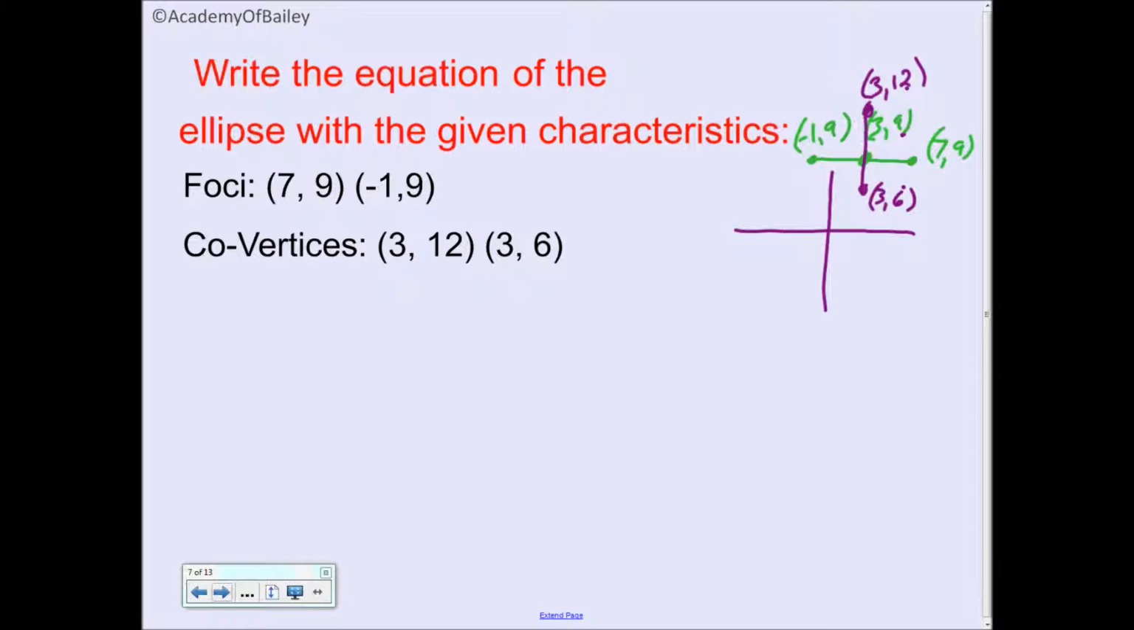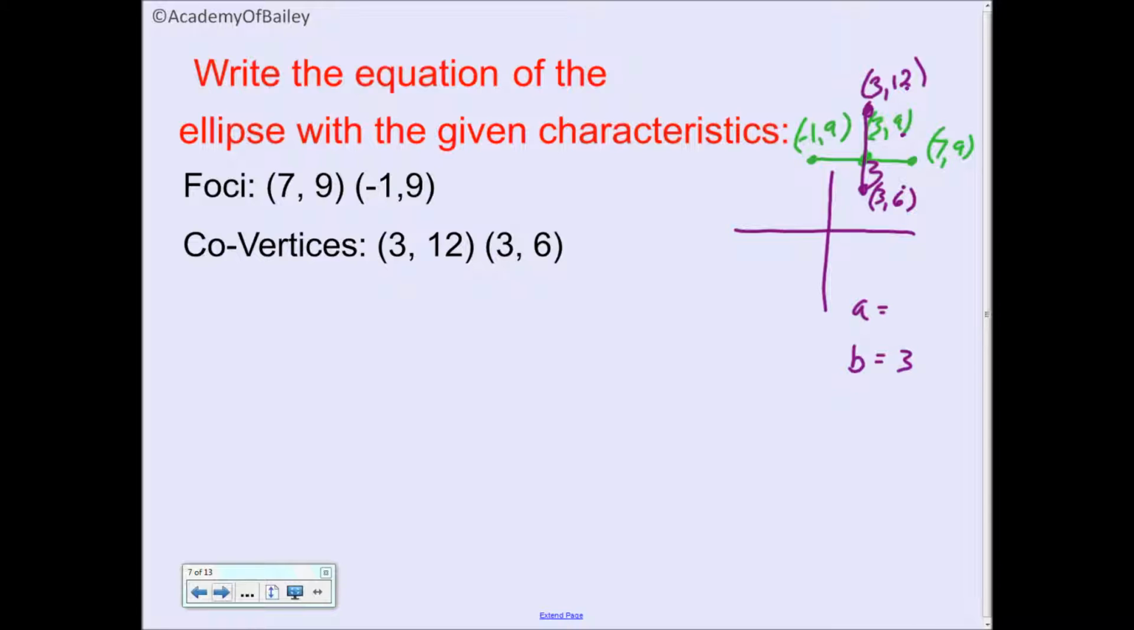So we need to know what A and B are equal to. Well, how are we going to figure that out? Well, we know B. What's the distance between the center and the co-vertex? Well, I believe that's 3 spaces, right? From 9 to 6 is 3, and 9 to 12 is 3, so B is going to be 3.